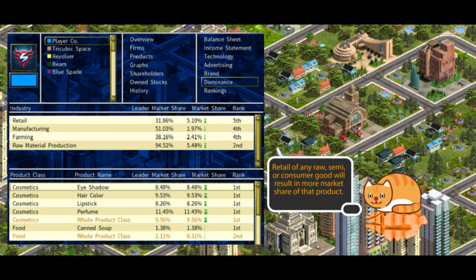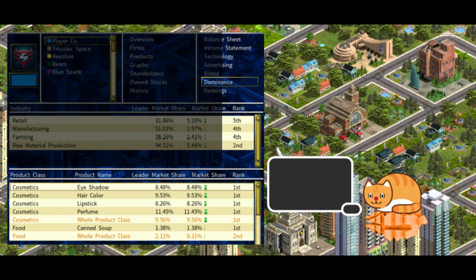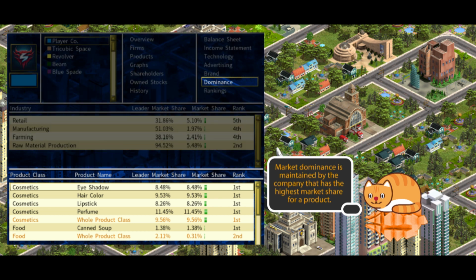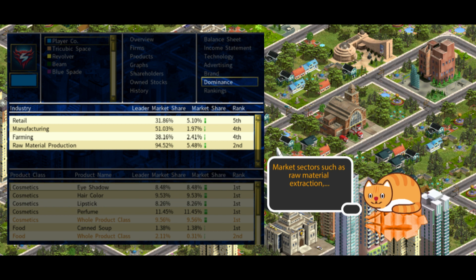Retail of any raw, semi, or consumer good will result in more market share of that product. Market dominance is maintained by the company that has the highest market share for a product. When all products of a certain class are dominated, you will hold the dominance over that class. Market sectors such as raw material extraction, manufacturing, and retail can also be dominated. This dominance is a major factor for capitalism lab missions.